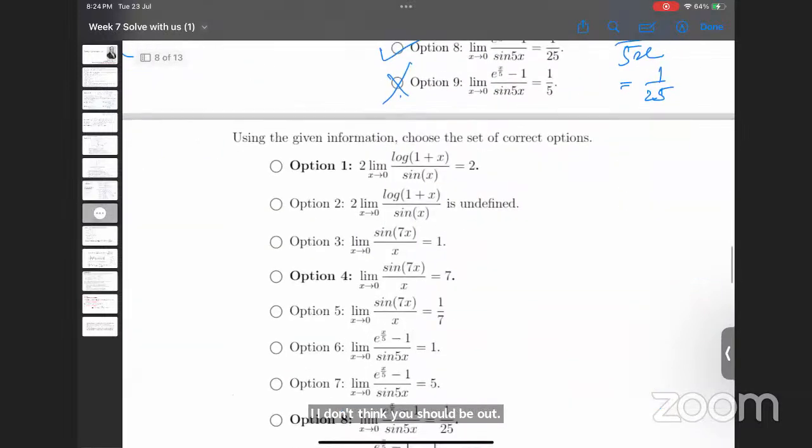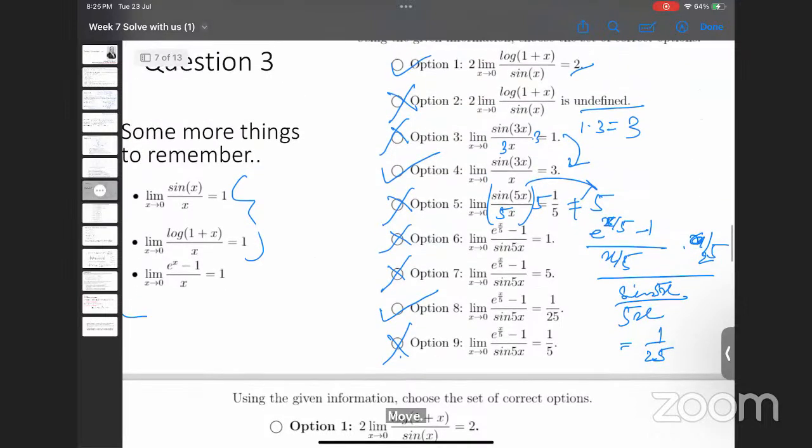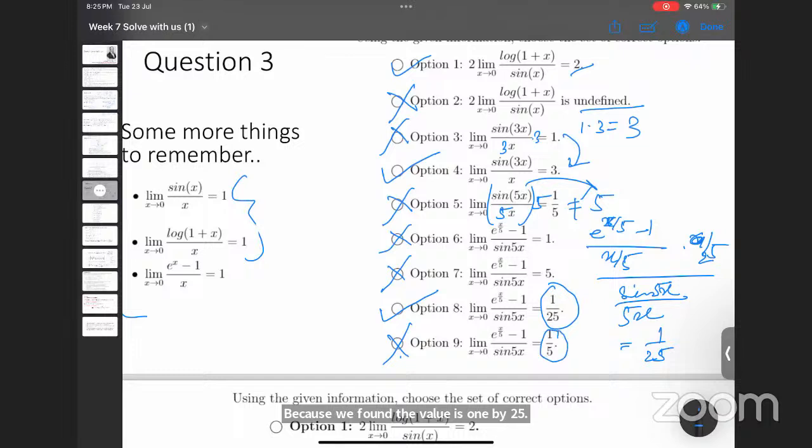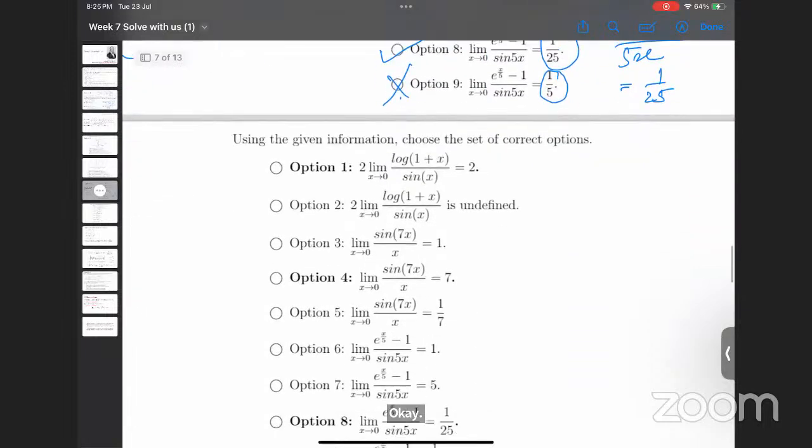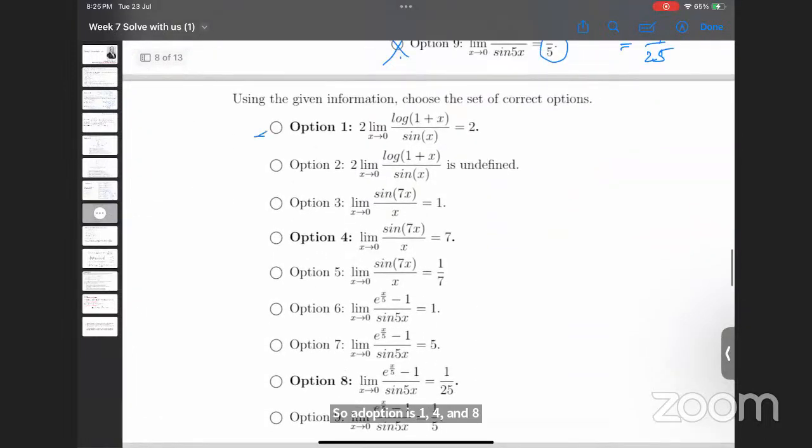How is option 9 wrong? Because we found the value is 1 by 25, whereas they have given that it is 1 by 5. All right, so the options are 1, 4 and 8.